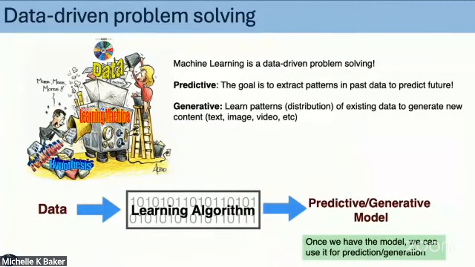So we're dealing with data-driven problem solving. Remember, without the data, we could not be doing what we're doing now. We needed the data to train our algorithms and then to have the outputs that we'll be talking about in later lessons. Machine learning is a data-driven problem-solving tool. It has two capabilities currently. One is to predict. In this case, we're trying to extract patterns to predict something in the future. In generative, we're learning patterns from existing data and generating new content. That's generative AI. That's the purview of large language models like ChatGPT and Gemini.